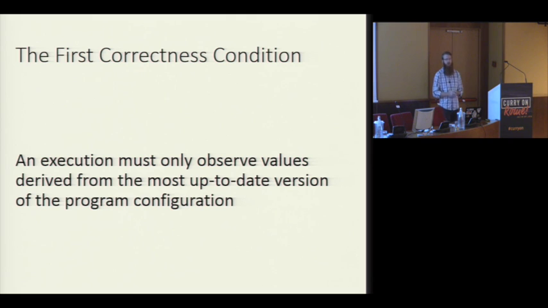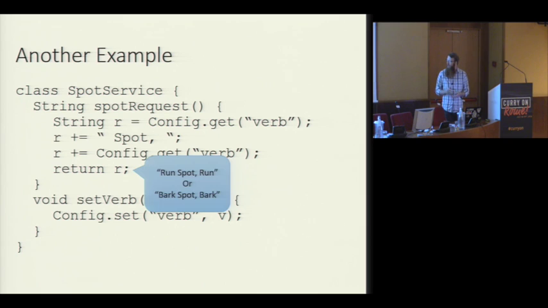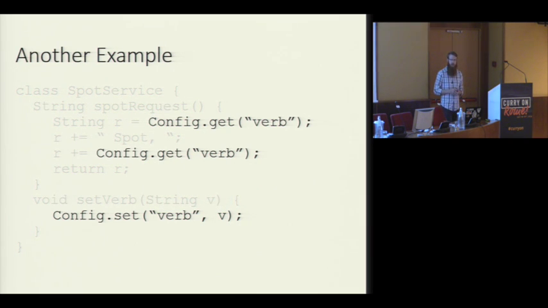So why do we need a second correctness condition? Well, here's another example where we have some spot service whose main functionality is to echo back phrases of the form, let's say, run spot run or bark spot bark, where the verb in this phrase, run and bark, can be configured with this verb option that is set with this set verb method. Now notice that we have 3 configuration accesses, 2 reads and 1 write, that are not protected by any synchronization.